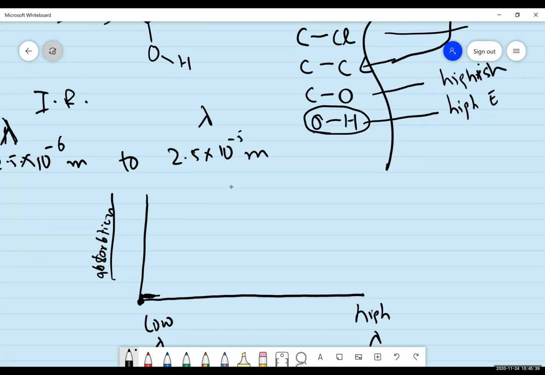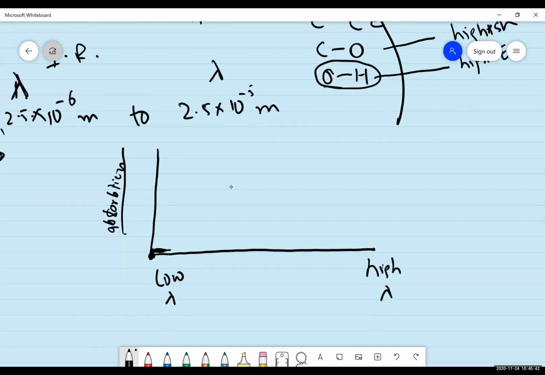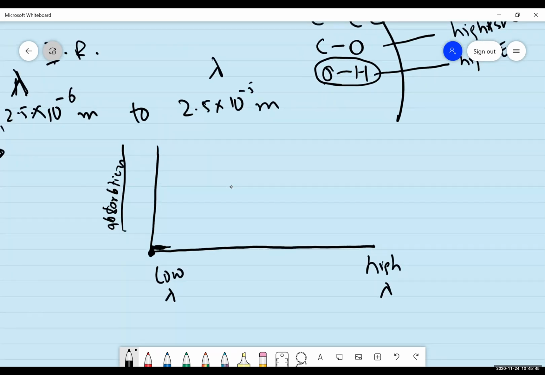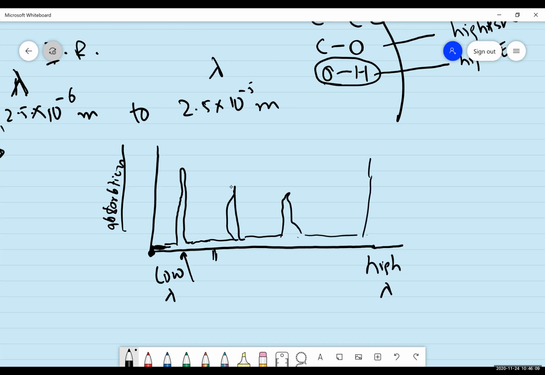OH is the high energy, right? So high energy means wavelength will be low or high? Low. So OH will absorb somewhere here maybe, and we'll get a peak, right? And then nothing happens at some other frequency, maybe CO will absorb here, and at some other frequency something else will absorb, and lowest energy, maybe CH will absorb, and so on, or CC will absorb. So we will get some kind of a graph.